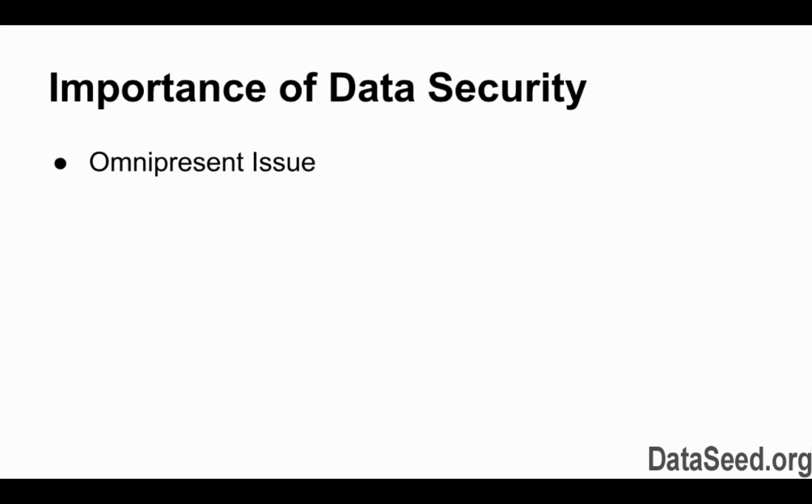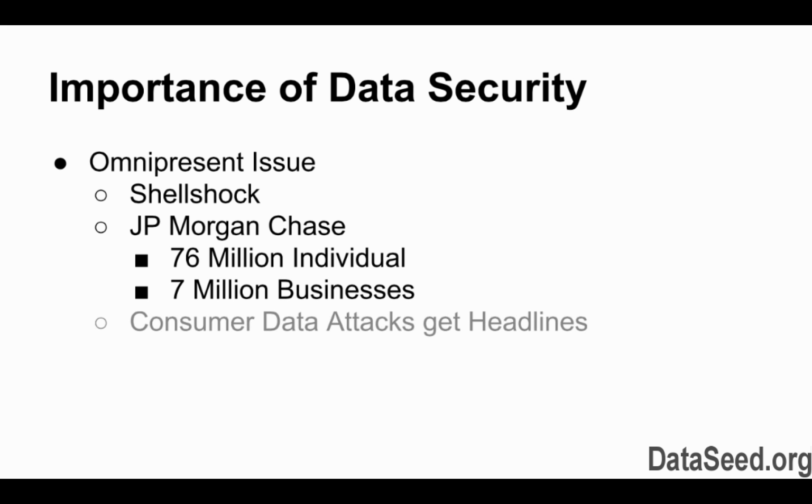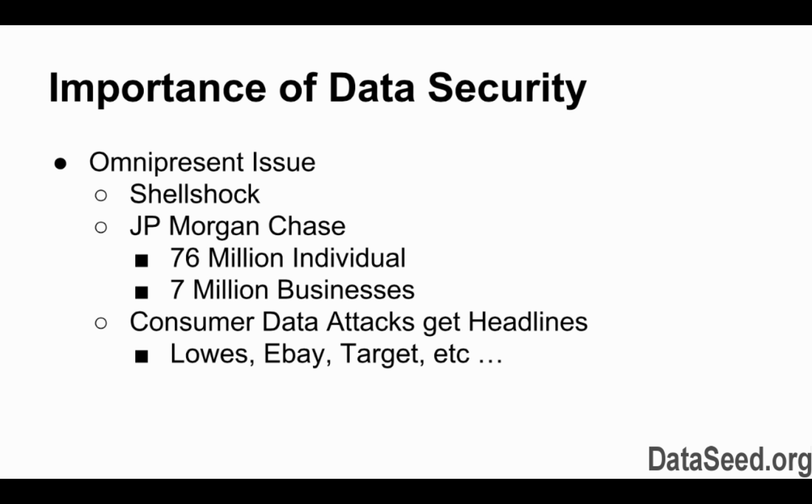Data security is an omnipresent issue, and now a daily news item. This past year in 2014, we've seen security vulnerabilities such as Shellshock, the Linux bash shell exploit, to huge data breaches, which include JP Morgan Chase, Lowe's, and Target, just to name a few. And now, at the time of this recording, we are just starting to hear about the Anthem security breach, a breach of customer data that may affect 80 million Americans. That's even more than the individuals affected by the JP Morgan Chase security breach.